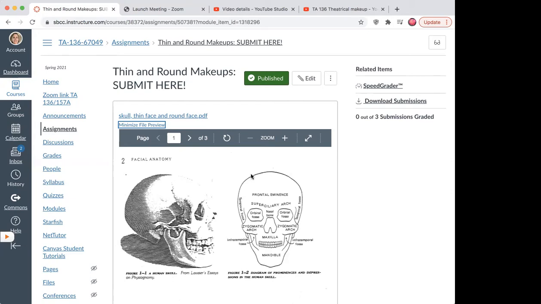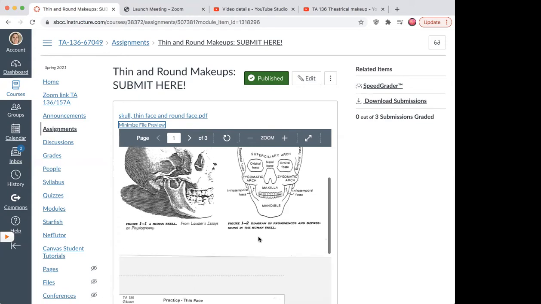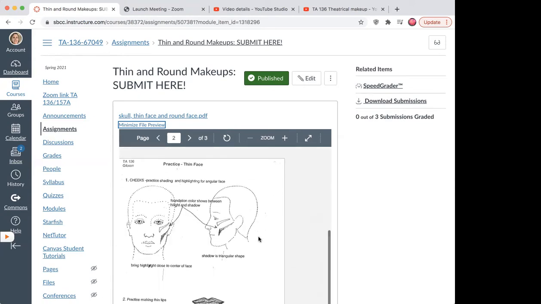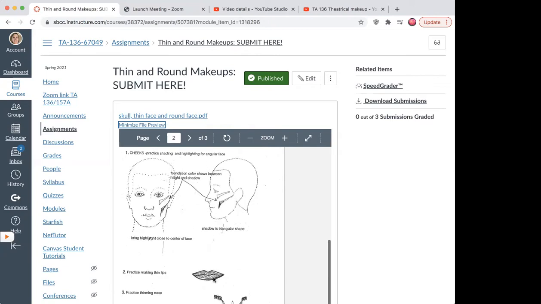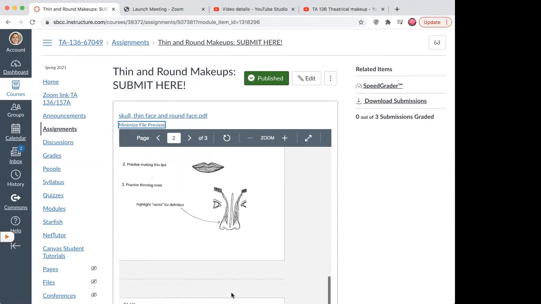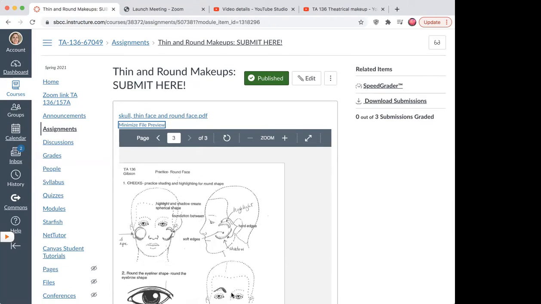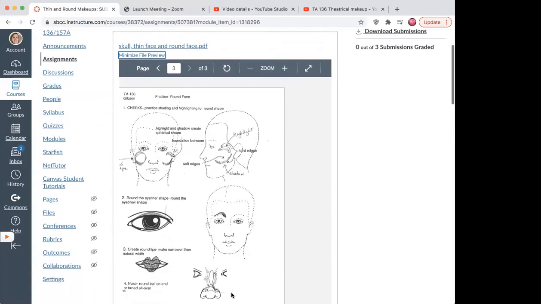On your makeup chart, your schematic, this is where you're going to shadow. This is why it's a triangular shape, because that's the shape made from the bone structure. That's handy for you to look at. Here is a practice that we did last time: highlight and shadow, creating the shape, thinning the lips, thinning the nose. And this is the round face, which we'll do today.